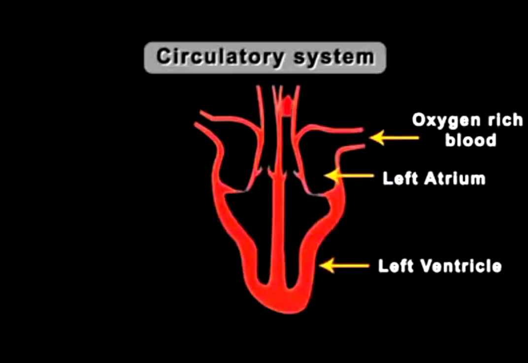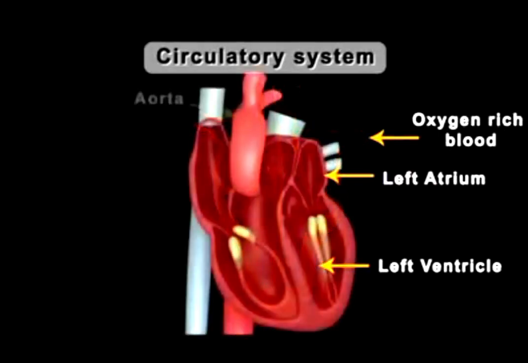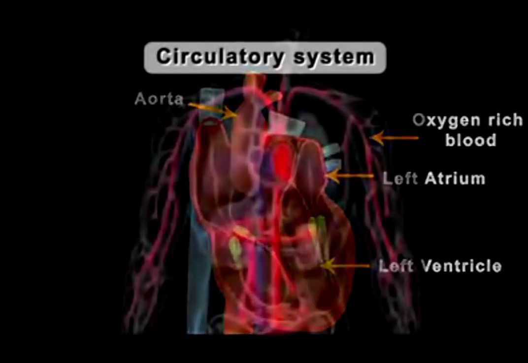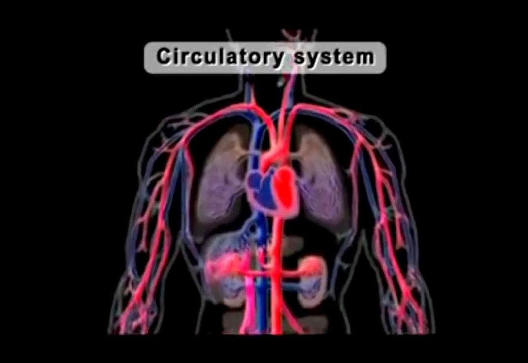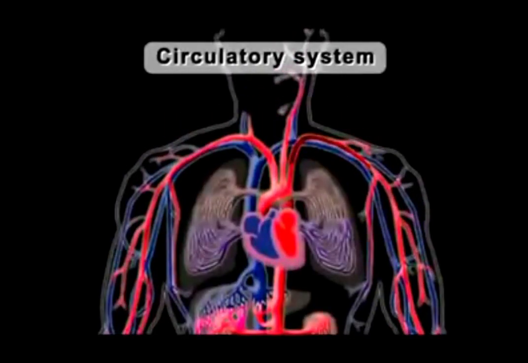When the left ventricle contracts, blood is pumped into the aorta, which carries oxygenated blood to different parts of the body, except the lungs. The oxygenated blood reaches different parts of the body through blood vessels called arteries.